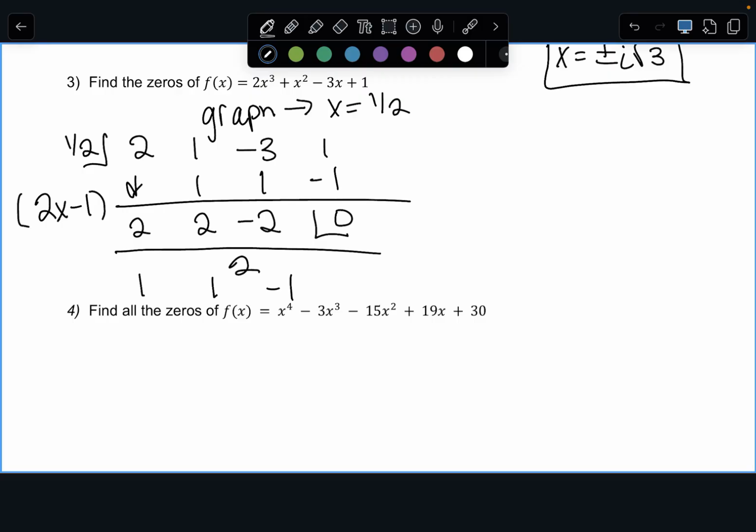So I took my original function, and I said, okay, that's the same as 2x minus 1 times this piece right here. I started with an x cubed. This bumped me down to an x squared. So x squared plus x minus 1.